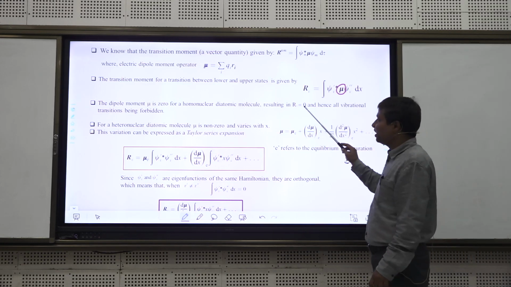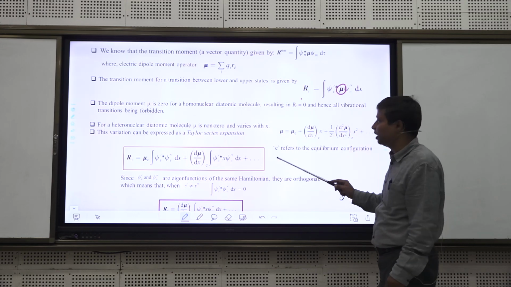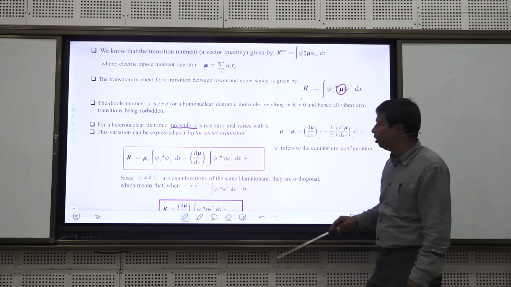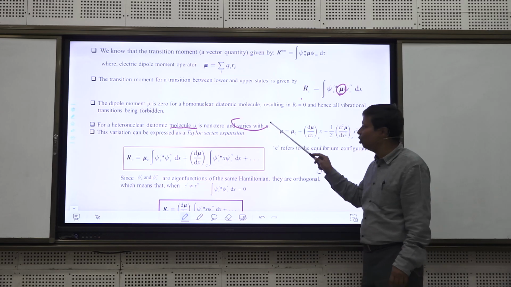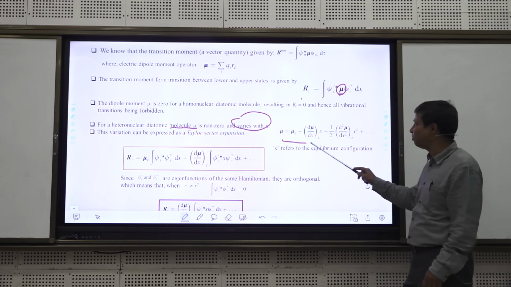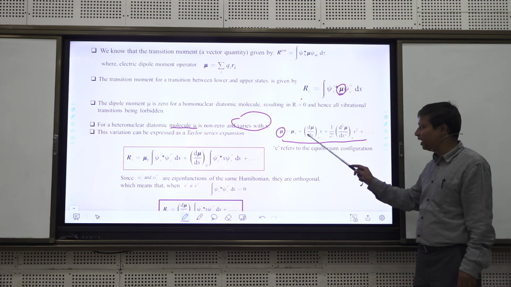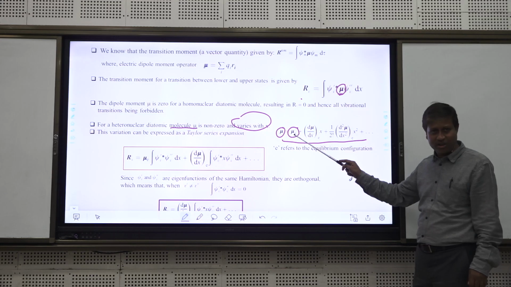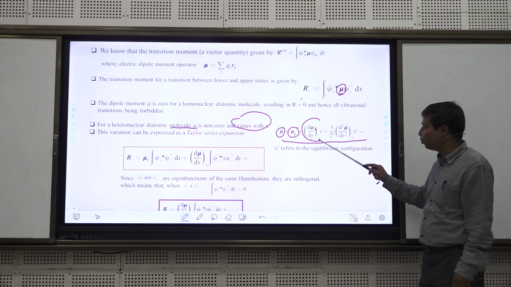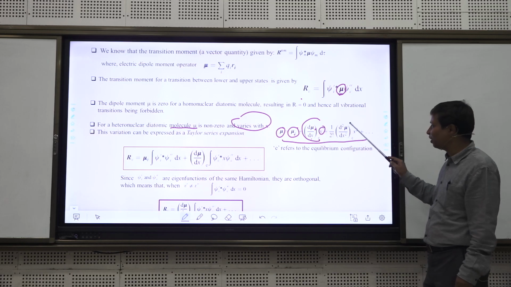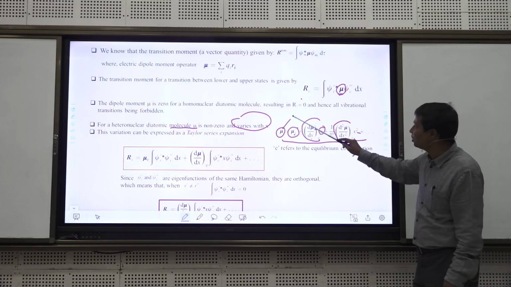Now, if it is a homonuclear diatomic molecule, obviously mu will be 0 and you will not have any intensity. If it is a heteronuclear diatomic molecule, then mu is not 0. And how does it vary with X? The variation of mu with X is expressed in terms of a Taylor series. Mu is mu E at the equilibrium position, which is a constant term, plus del mu by del X at the equilibrium position times X, plus 1 by 2 factorial times the second derivative times X square, and so on. Now we have to use this expression here.